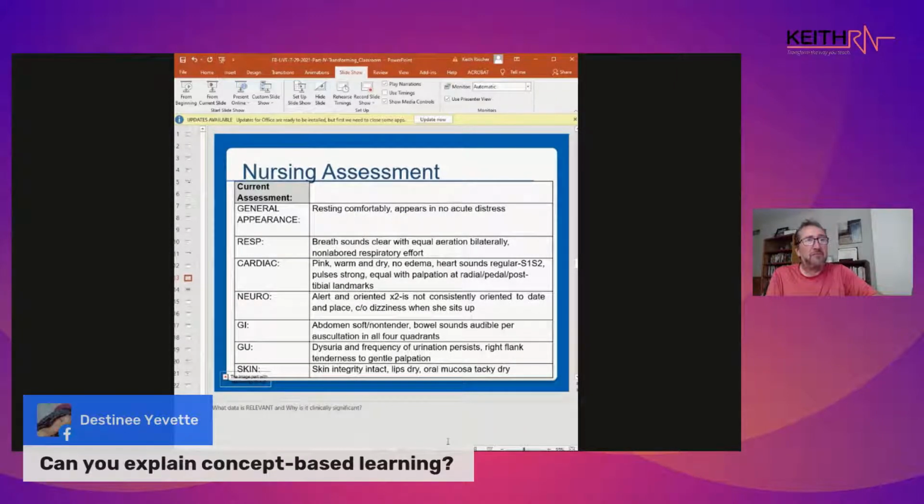With her nursing assessment, she's comfortable. Her breath sounds are clear. She's alert and oriented times two. Abdomen is soft, non-tender. Frequency of urination persists. Skin integrity is intact, but her lips are dry and her oral mucosa is dry. I hope that all of us are teaching our students that volume deficit isn't just tenting of the skin. I don't use that. I haven't found it to be that helpful in practice.